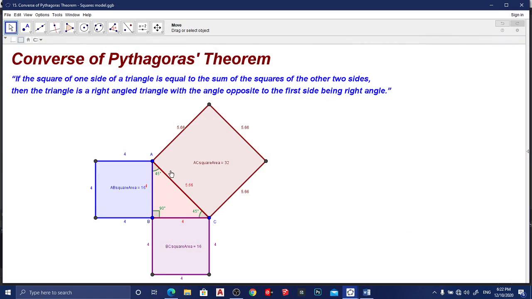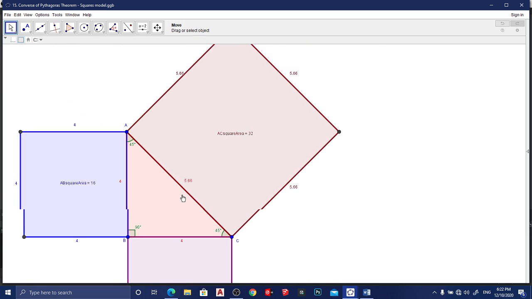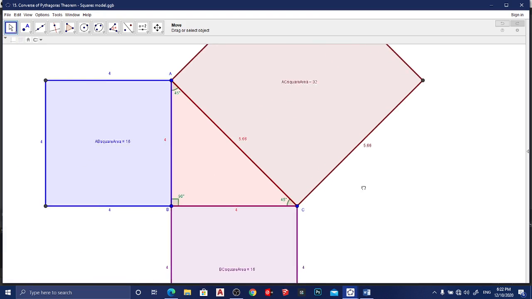If the square of the hypotenuse is equal to the sum of the squares of the other two sides, then the triangle will become a right angle triangle. Okay, that is the converse. It means reversely we are telling; inverse or reverse, both are equal. That reverse statement is called the converse of the Pythagoras theorem. So now observe here whether it is correct or not. Let me zoom in here to understand.